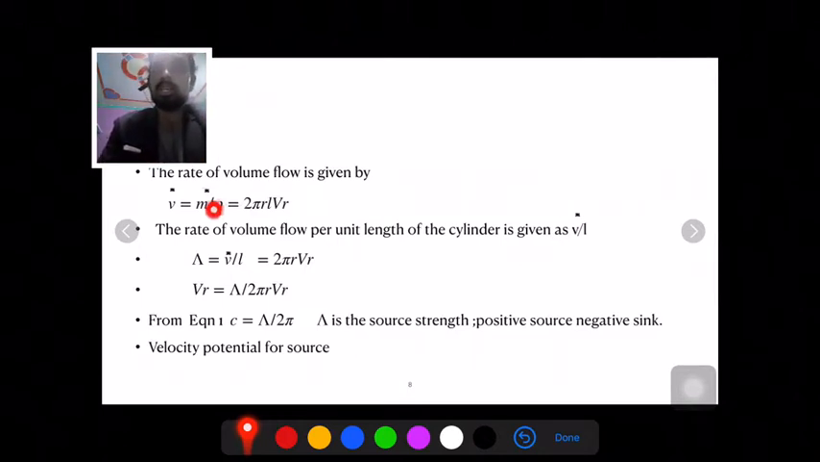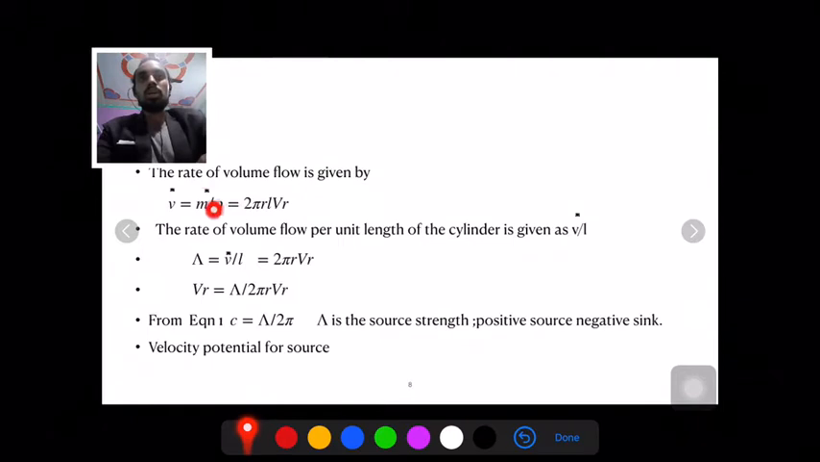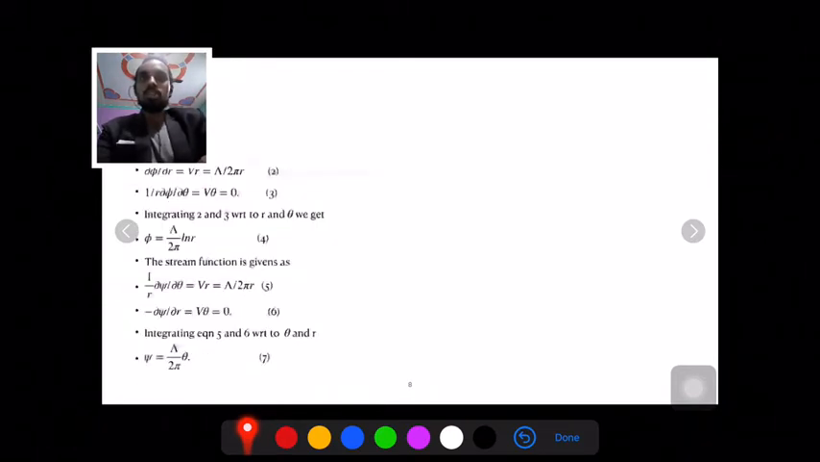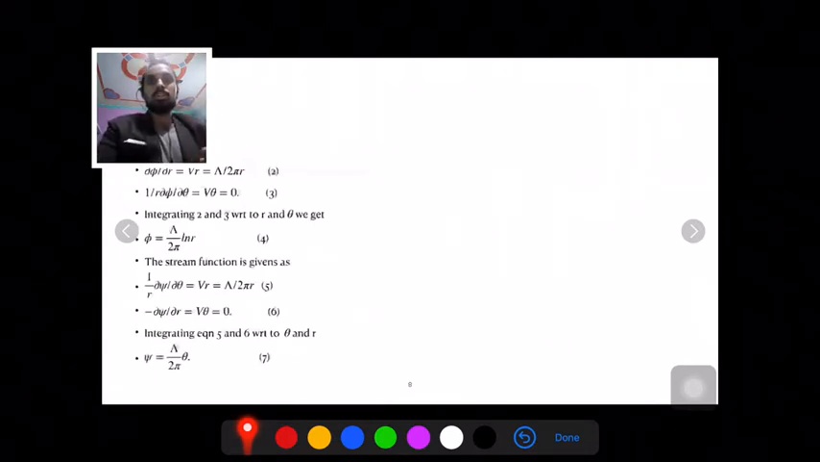Now if you integrate this, what are you going to get? You're basically going to get ln r, so ln r plus a constant. We have done it previously. In a similar way, we can directly write phi is equal to lambda by 2 pi ln r. Basically you first get lambda by 2 pi ln r plus a function of this constant, but you don't have to do all that. You can just write phi is equal to lambda by 2 pi ln r.